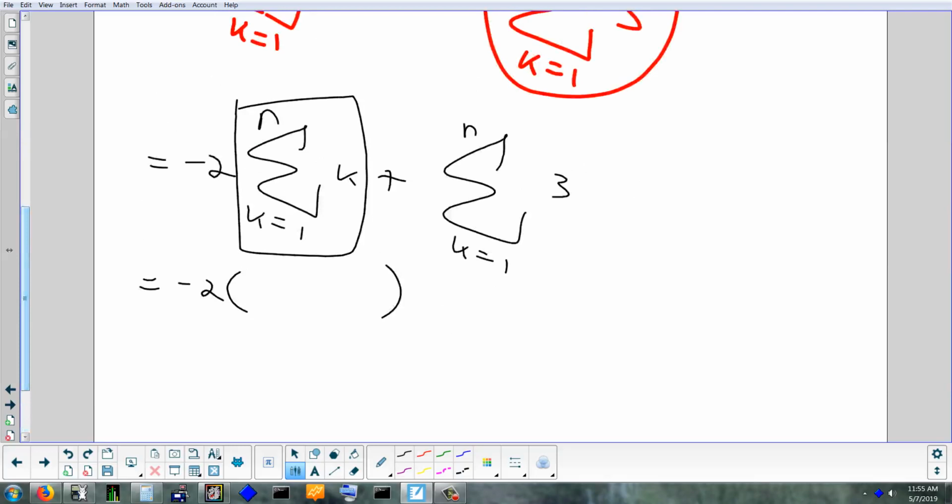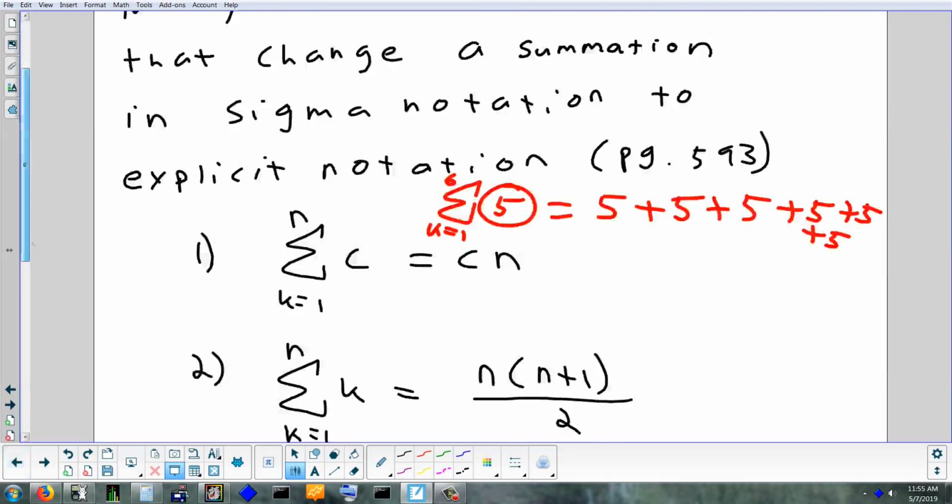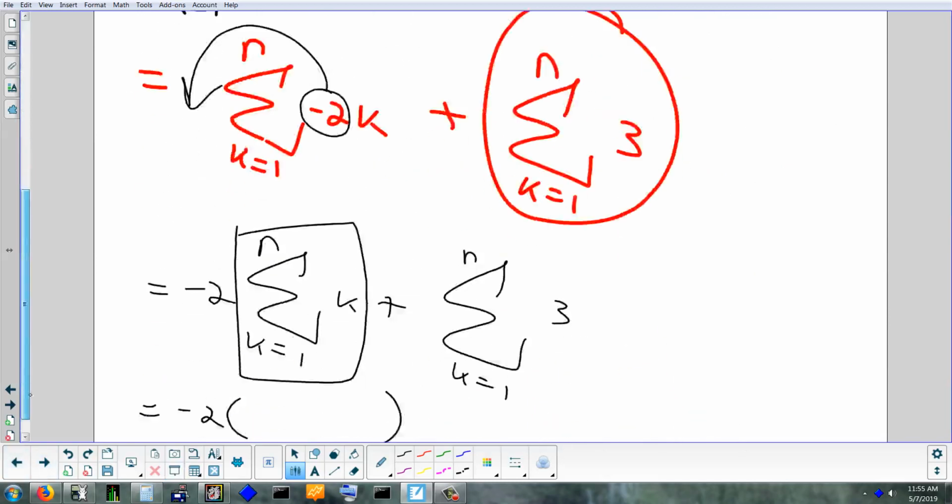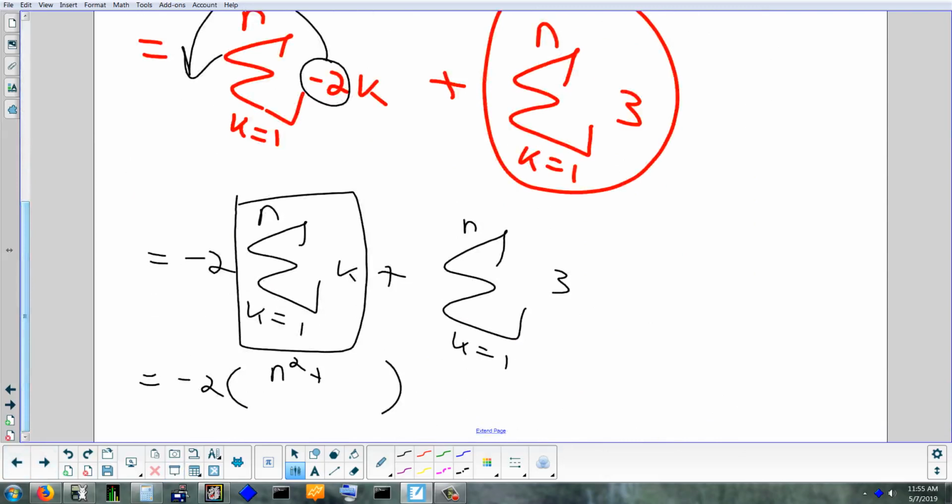But there's something I can plug in for that. Let's look up what it is. The sum from k equals 1 to n of k is n times n plus 1 over 2. And we're going to have to distribute that out. So I'll actually start by doing it as n squared plus n over 2. All right. Any questions why I plugged that in?